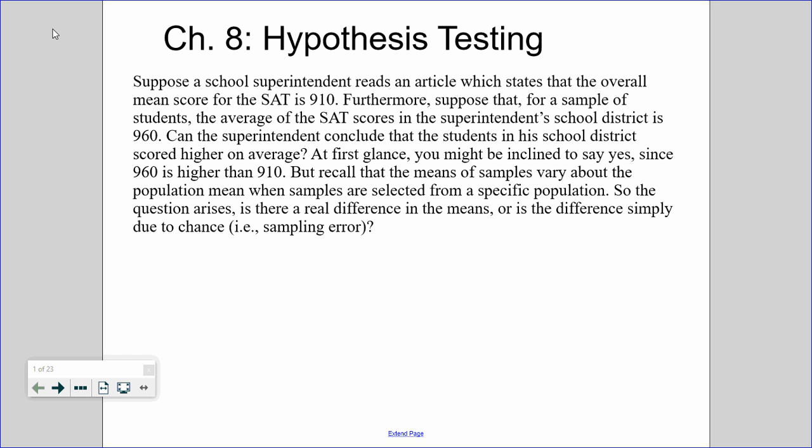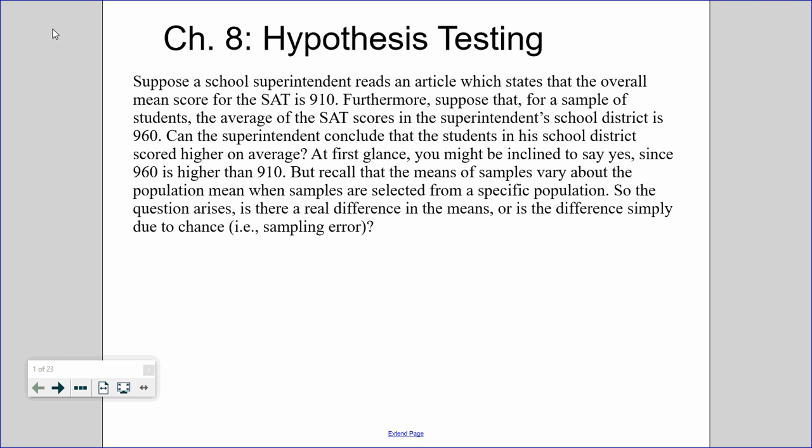Okay, so here's an example. Suppose a school superintendent reads an article which states that the overall mean score for the SAT is 910. Furthermore, suppose that for a sample of students, the average SAT scores in the superintendent's school district is 960. So it's higher. Okay, 960 is higher than 910. But is it significantly higher? Meaning, could it have been due to chance, or are they better than average?